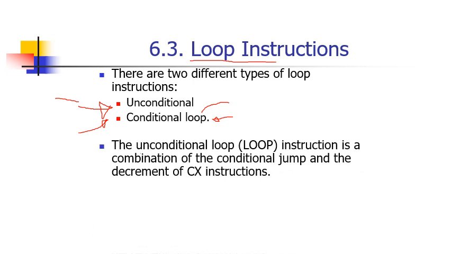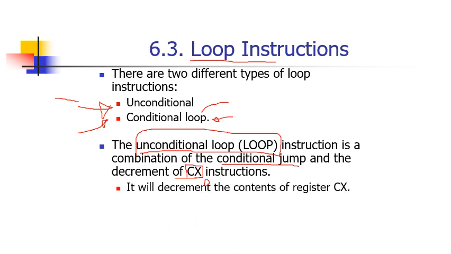Okay, so the unconditional looping, you don't check any condition. As a matter of fact, it can be looked at as a conditional jump and decrement the value inside your Cx. It's unconditional. You don't check a condition before you enter the loop, but as long as you are within the loop, after each iteration, you decrement your Cx by 1 till the value inside your Cx becomes a 0, you go outside the loop.